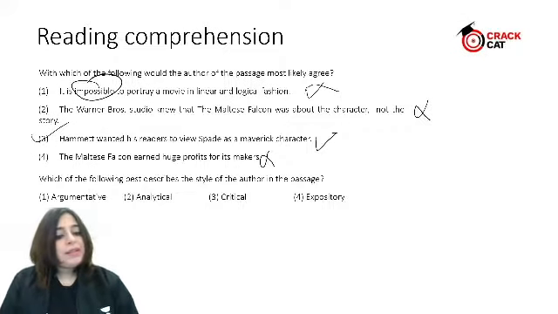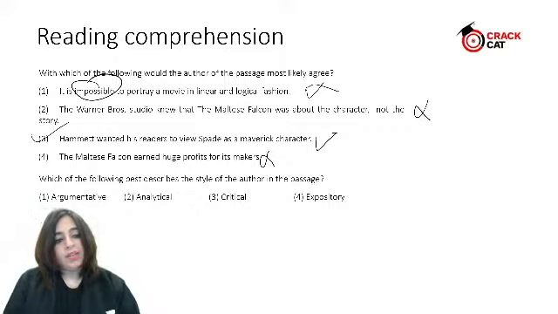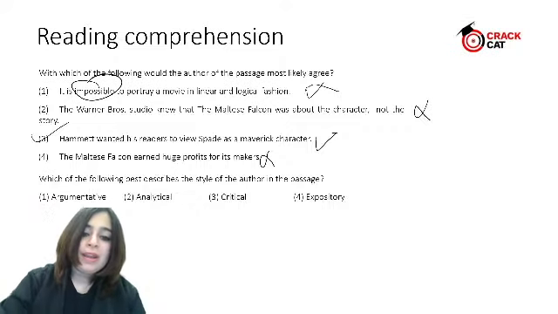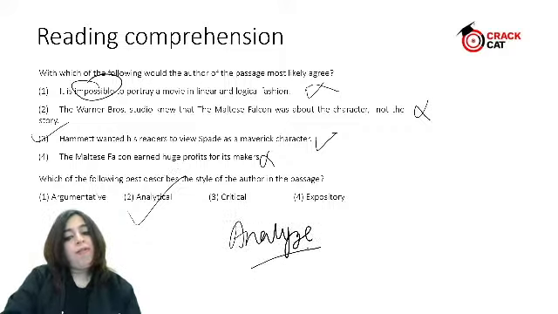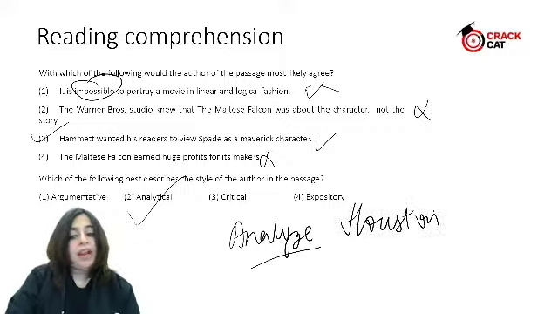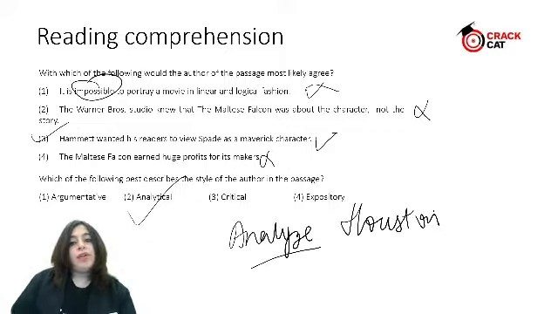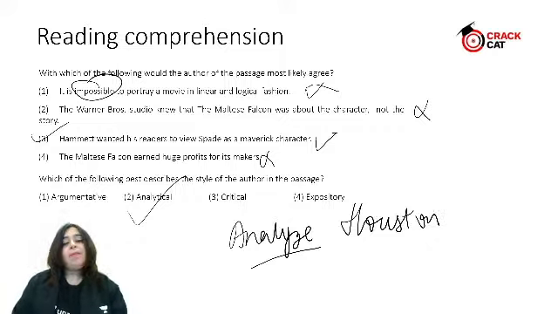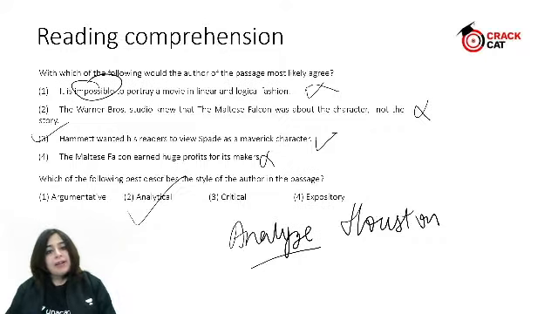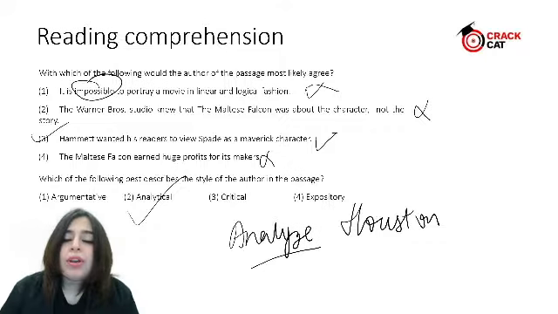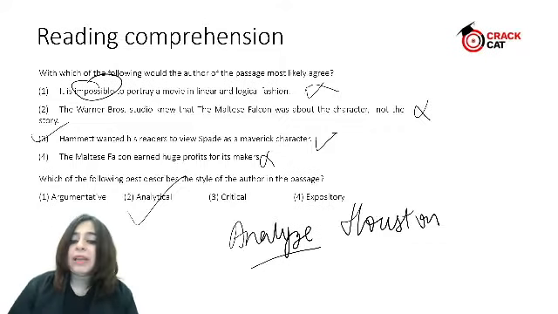Now, which of the following best describes the style of the author in the passage? Is it argumentative? Is it analytical, critical, or expository? So, the answer would be analytical, because the author is trying to analyze the writing style of Huston and what he thought, and why he broke away from conventional story writing, and how he managed to portray a story which was a hit, and at the same time making it a beautiful one, and attracted many people too.